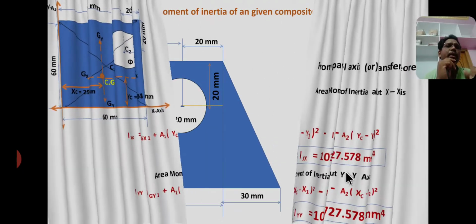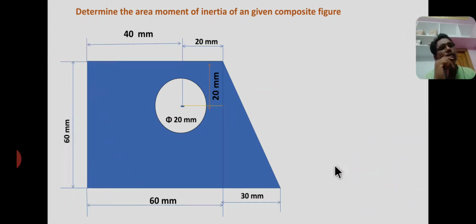Now coming to another problem, it is also similar to the previous problem, but I added a right angle triangle. Okay, now this figure consists of 3 sections: one is a square section, another is a hollow circle, and the third one is a solid triangle. The question is to determine the area moment of inertia of the given composite figure.